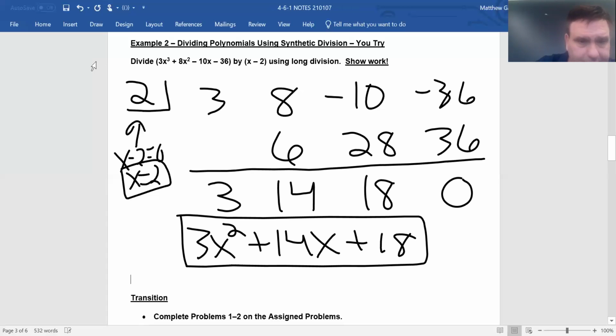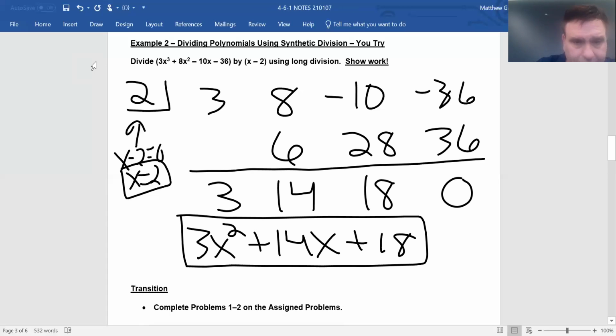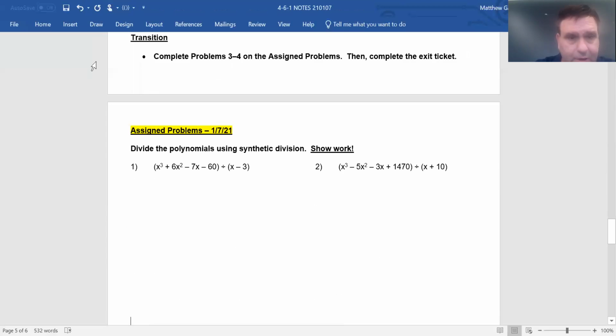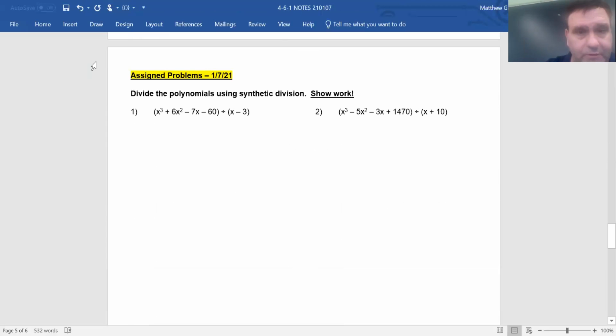So what we want to do next is transition, complete problems 1 through 2 on the assigned problems. So I'll be back to go over those.